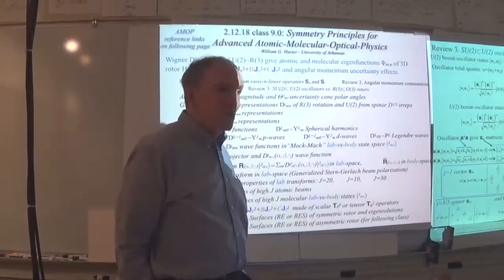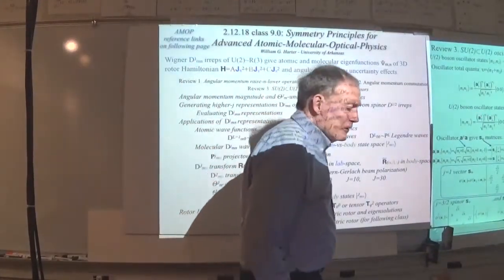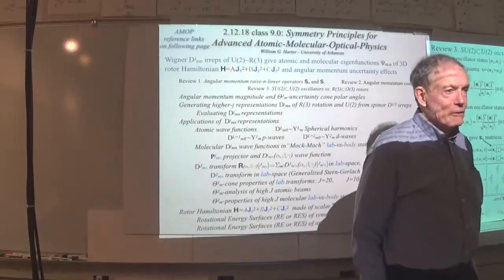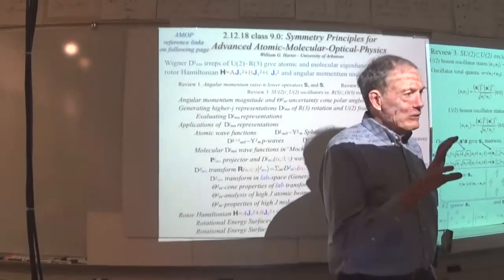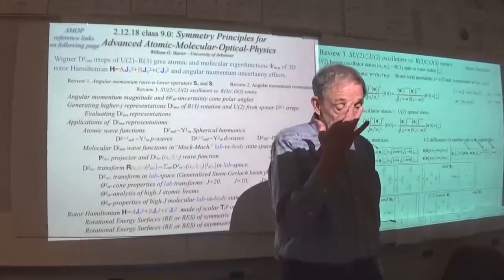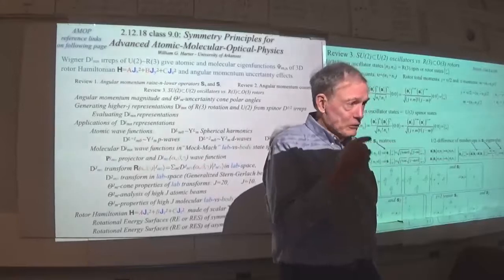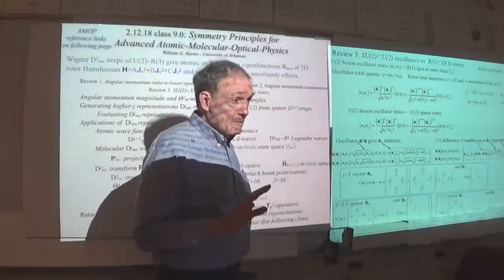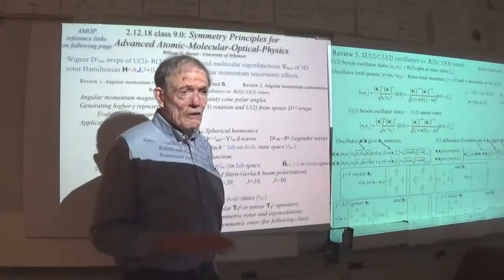Okay, the most important piece of mathematical structure for atomic and molecular physics is this representation of an irreducible representation set for the rotation or SU(2) groups. So that's what we're going to spend the time on today, looking at it from a lot of different ways.